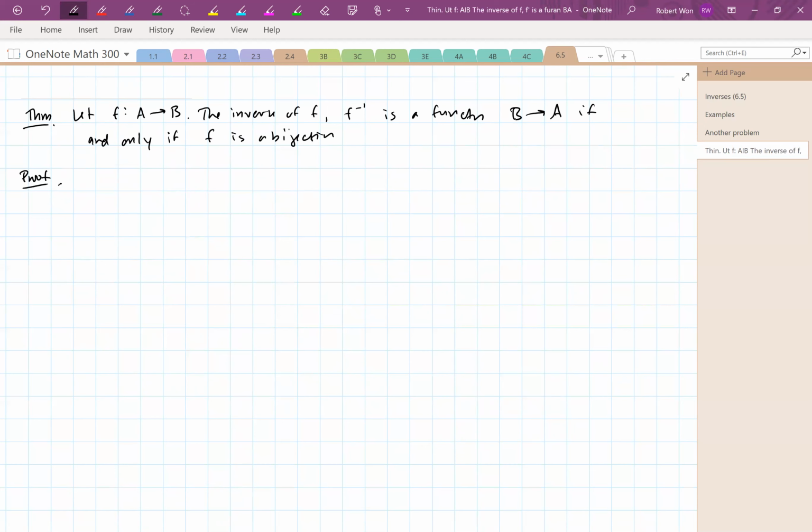So I see in my notes that I'm saying that we basically proved this above, but I will give you a full proof in the notes. So let's do this direction first. So suppose that F is a bijection.